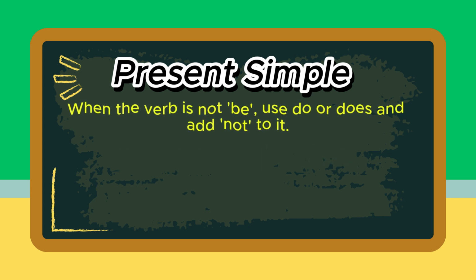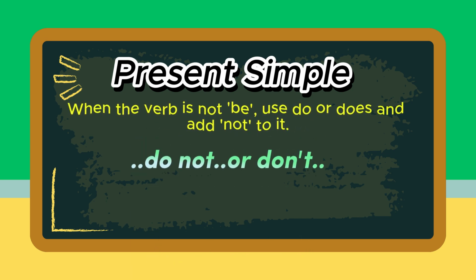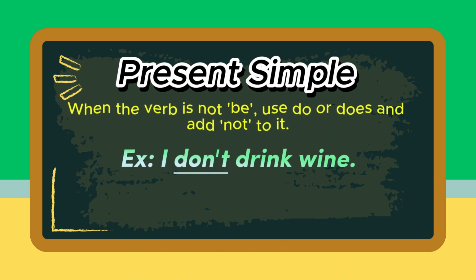When the verb is not be, use do or does and add not to it. Do not or don't, does not or doesn't. Example, I don't drink wine.